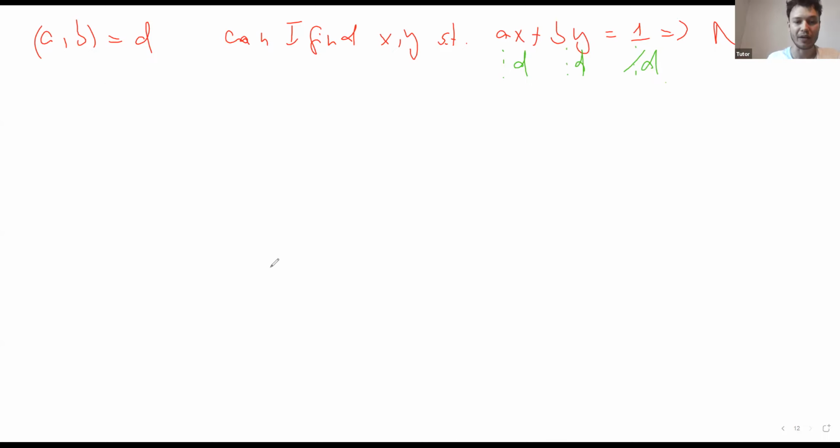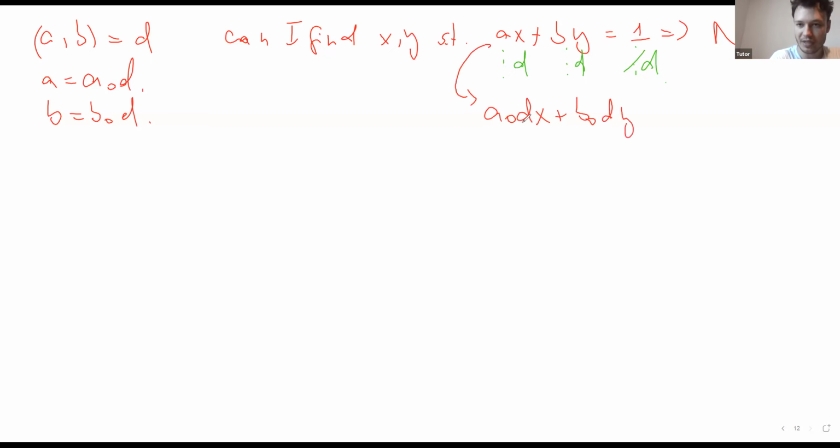Whenever you have a bad pair, you can always make it a good pair, right? So how can we get a good pair from a bad pair? Well, you can write that A is going to be equal to some A0D, and B is going to be equal to some B0D. So if I were to have this equation, what would it become? This equation would become A0dx plus B0dy is equal to 1.